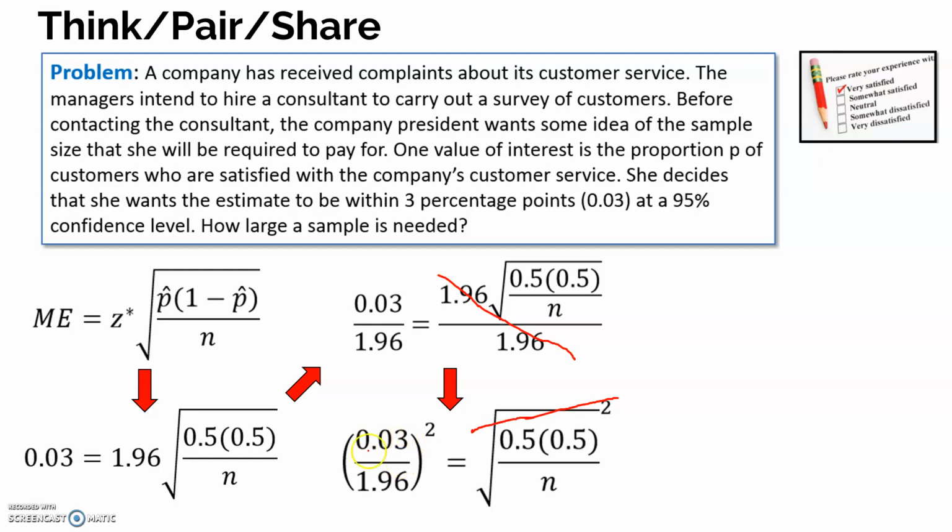Okay? So now you have 0.03. So enter it in your calculator just like this. Group the fraction, put a parenthesis sign and take 0.03 divided by 1.96. Close it and then square it.